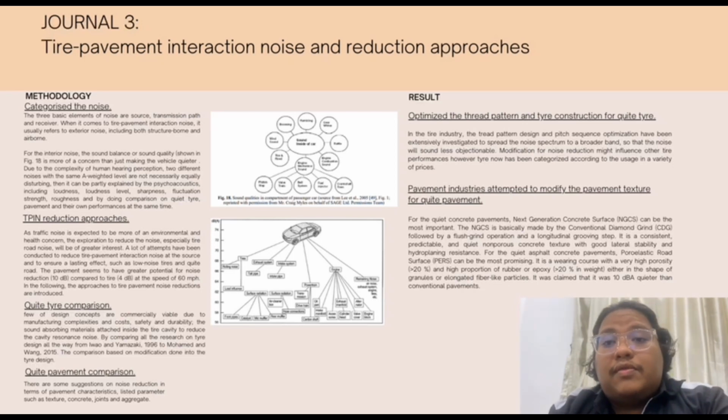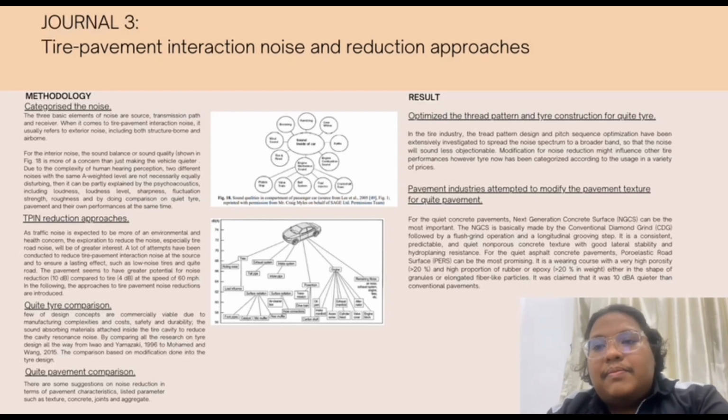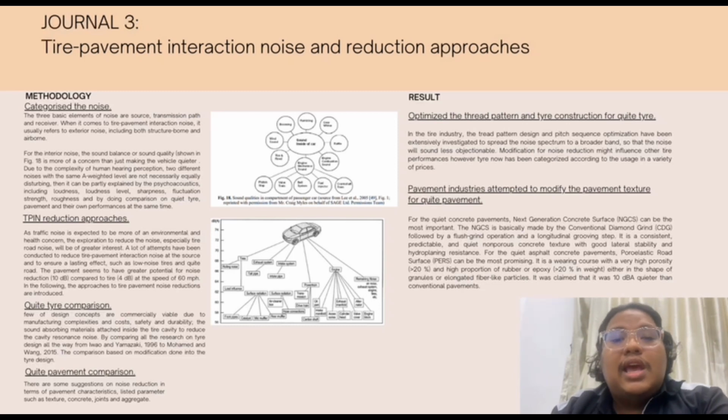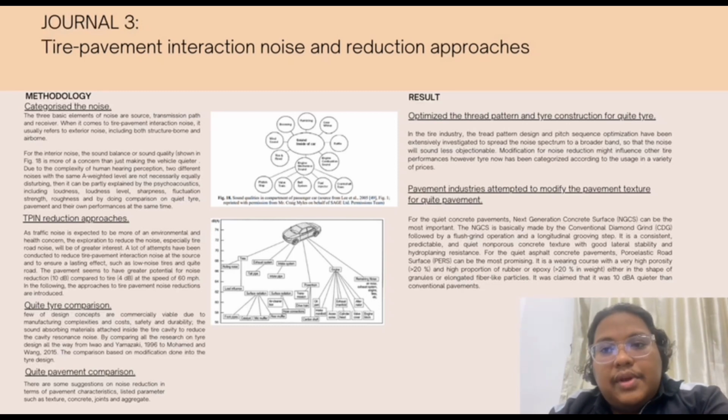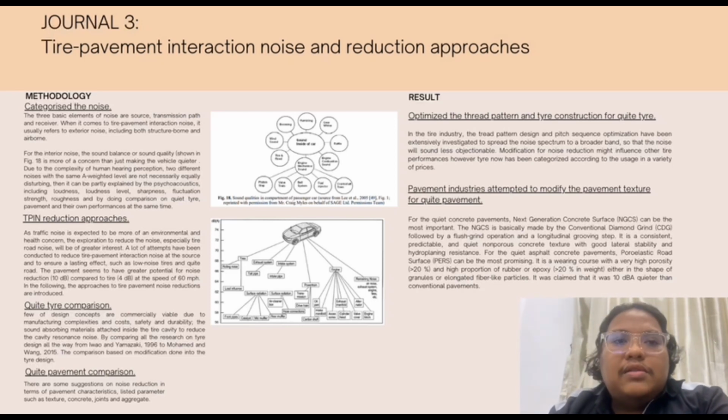For the last result of this journal, the pavement industry attempts to modify the pavement texture for quiet pavement. For the quiet concrete pavement, the next generation concrete surface, known as NGCS, can be the most important. The NGCS is basically made by the conventional diamond grind, also known as CDG, followed by the flush grind operation and a longitudinal grooving step. It is a consistent, predictable and quiet, non-porous concrete texture with good lateral stability and hydroplaning resistance.